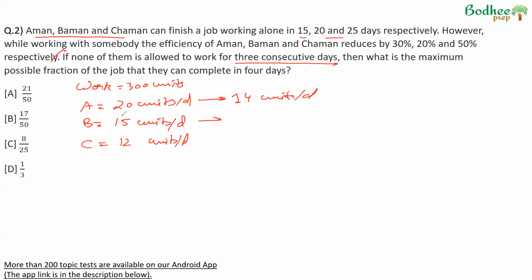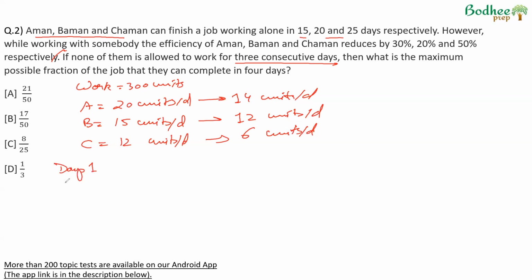Here, the reduction is 20%. 20% of 15 is 3. So the reduced efficiency will be 15 minus 3, 12 units per day. And for C, the reduction is 50%. So Chaman's efficiency from 12 units will go down to half. That is 6 units per day when he's working with someone. Now, in 4 days, we have to maximize the work.